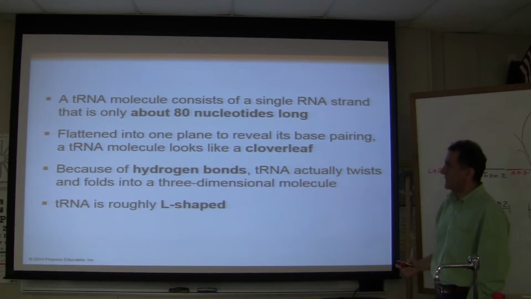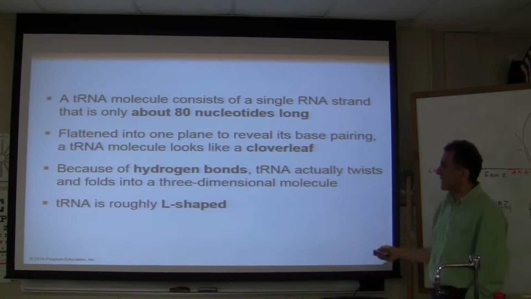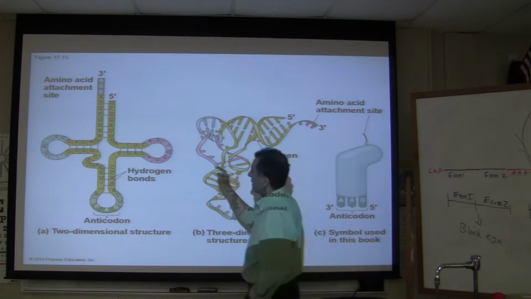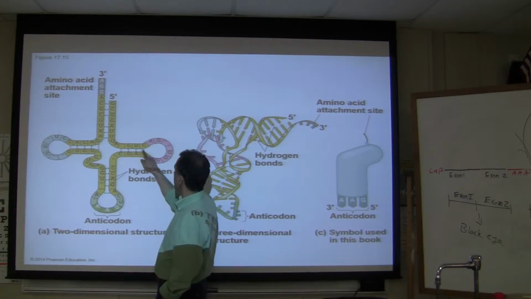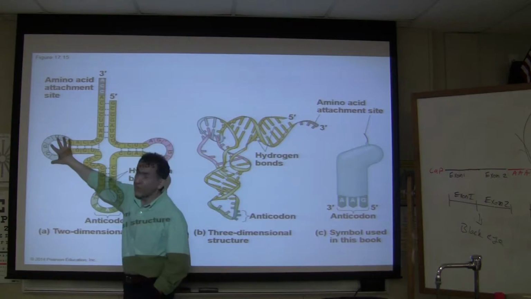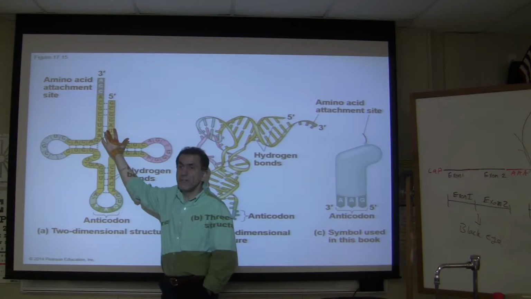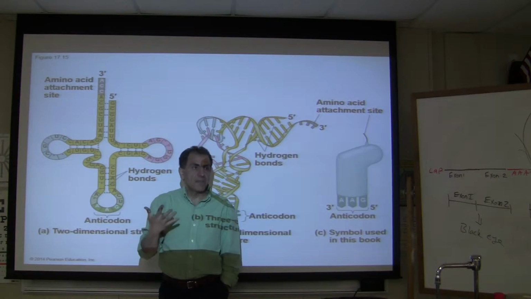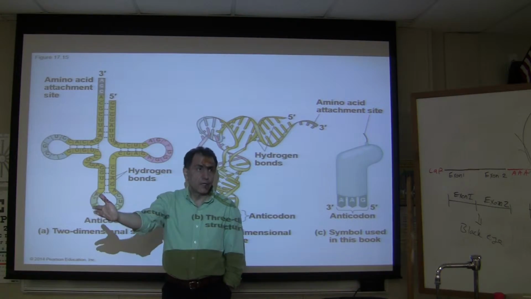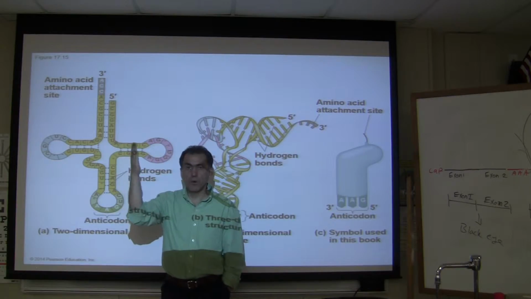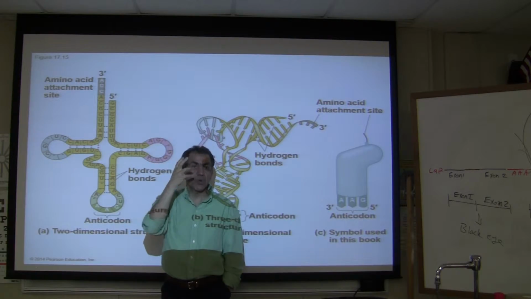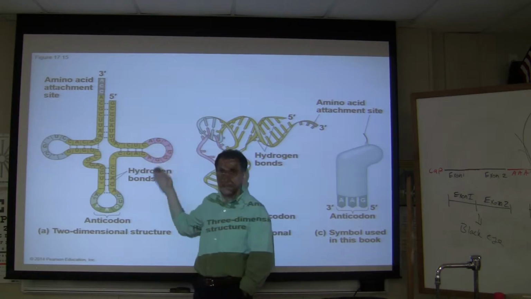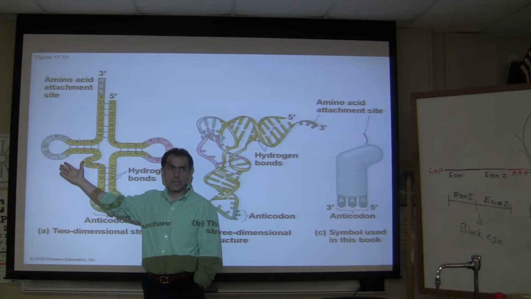tRNA actively twists and folds into a three-dimensional molecule. tRNA is roughly L-shaped in this textbook. So what am I saying? This is all hydrogen bonds right here. It looked like a clover leaf. Clover is the name of a plant. If you go to a grocery store, or Google it, or go to Home Depot or any nursery and look at clover, the leaf of it has 3 leaflets. That's what tRNA looks like.